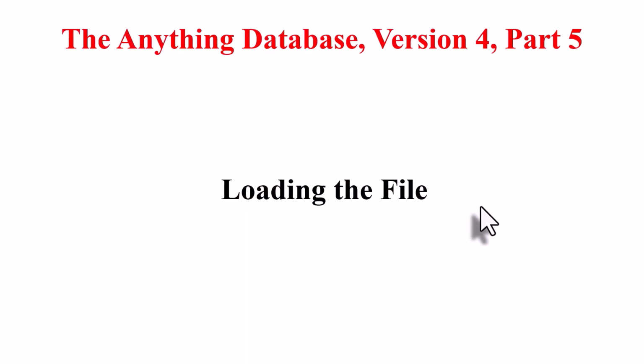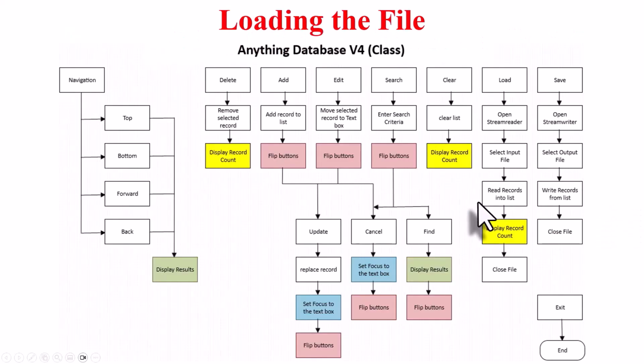Watch. Last time we saved the data, and we did a good job with that. We used the class a little bit. This time we're going to complete that process by loading the file. That's the purpose of this video. And we're going to use the class again to make some changes to the data, or at least make it easier for us to write the program that's going to use that data. So the Anything Database version 4, part 5, loading the file is what we're going to be doing next. So let's take a look at that.